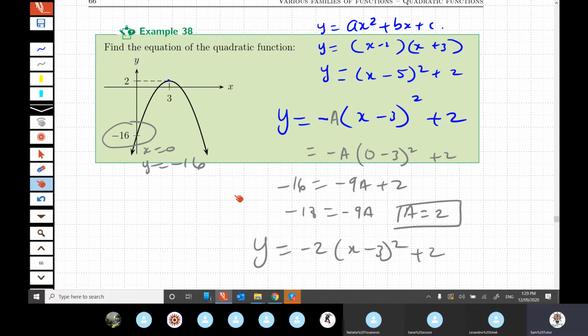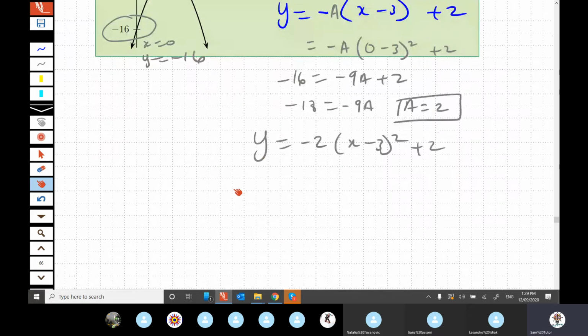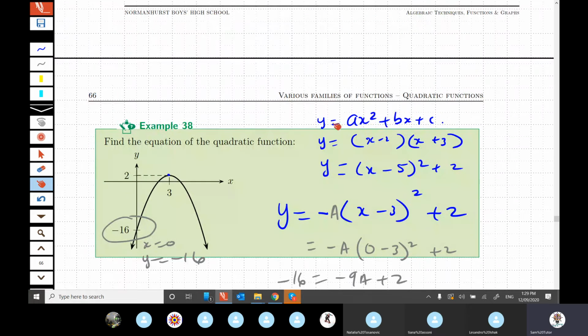Okay? And that's it. That's all the 3 methods. 1, 2, 3. Number 1 you never use, but number 2 and 3. If you're given the intercepts, you use 2. If you're given the vertex, you'll use 3.